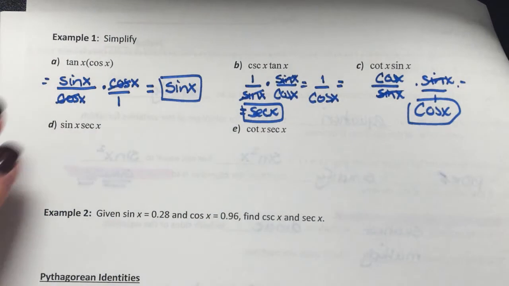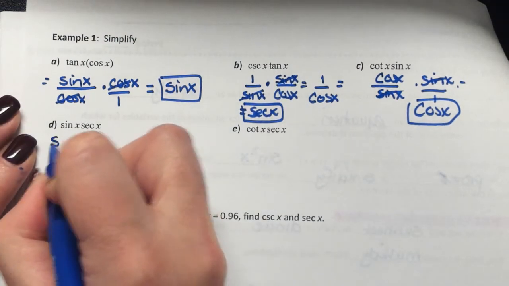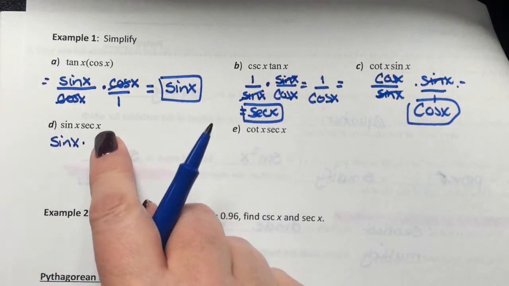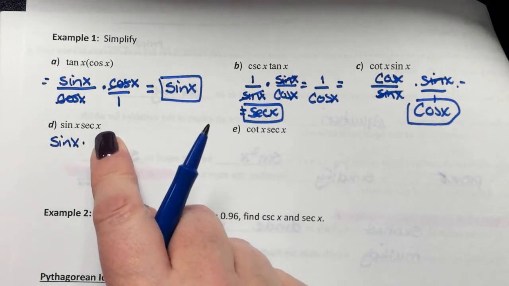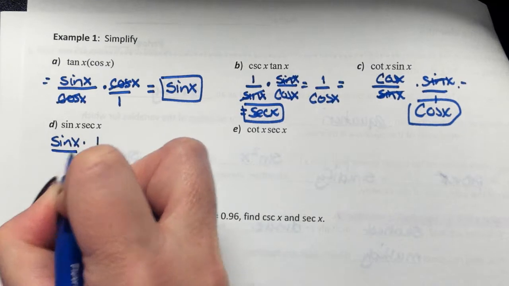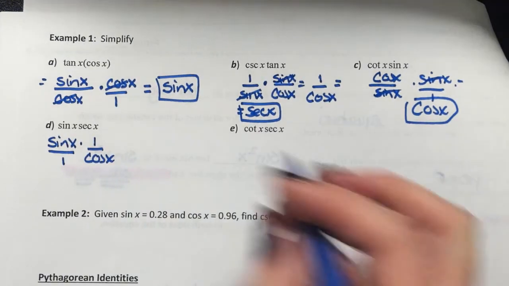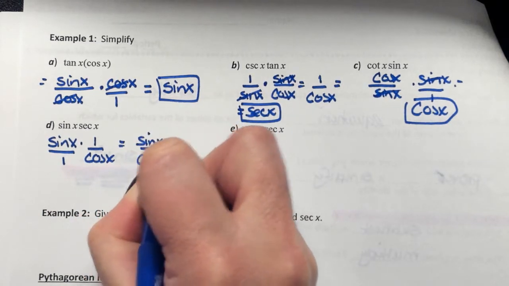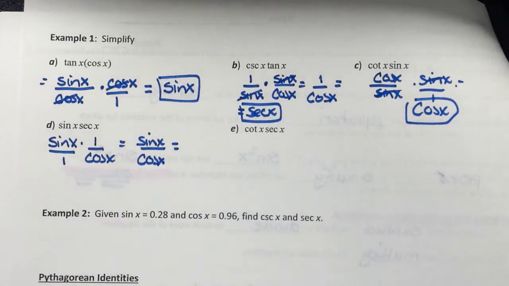So look at D. We have sine x times... Now what is secant equal to? Looking on your pink sheet, try changing everything into sine and cosine. 1 over cosine. Again, I'm multiplying, so I'm just going to multiply straight across. That's going to give you sine x over cosine x. Remember, the goal is to rewrite this in terms of one trig function. What is sine over cosine equal to? Tangent of x.